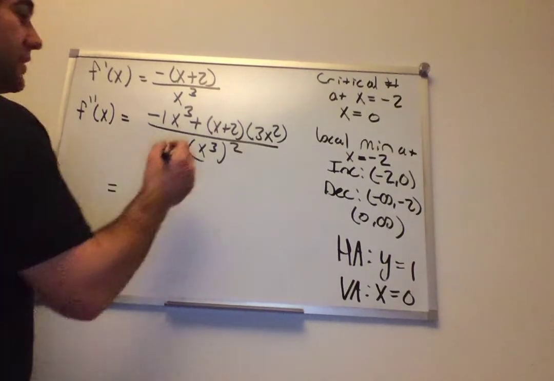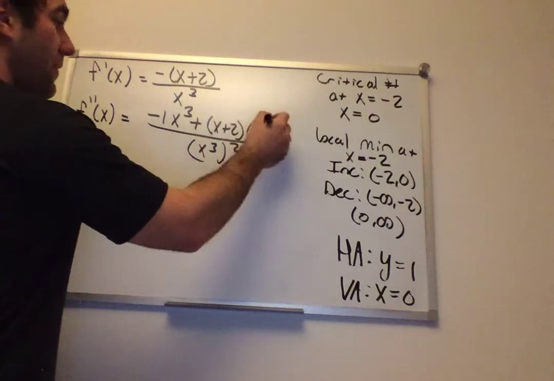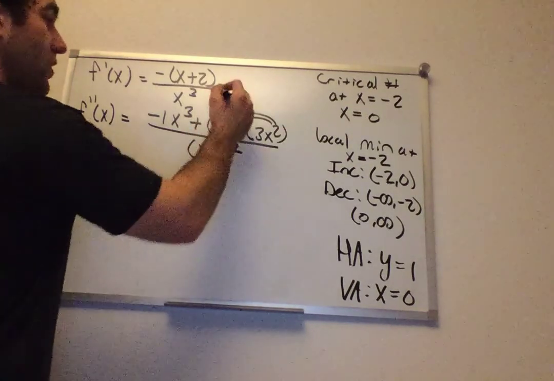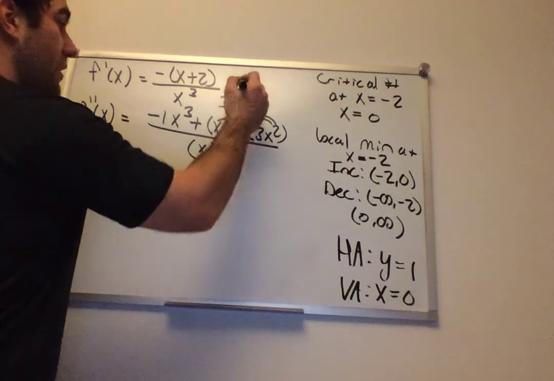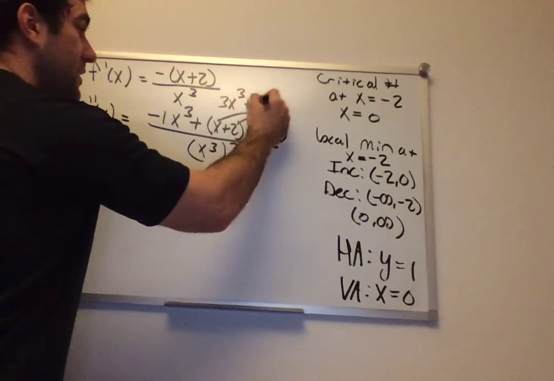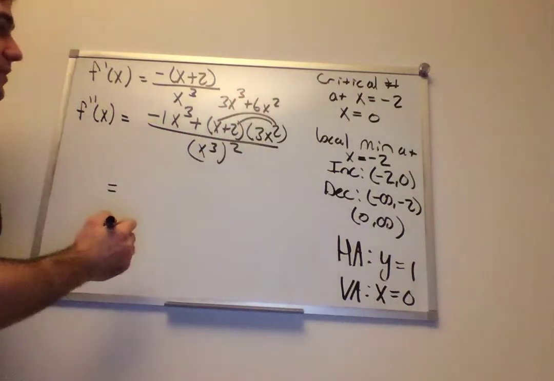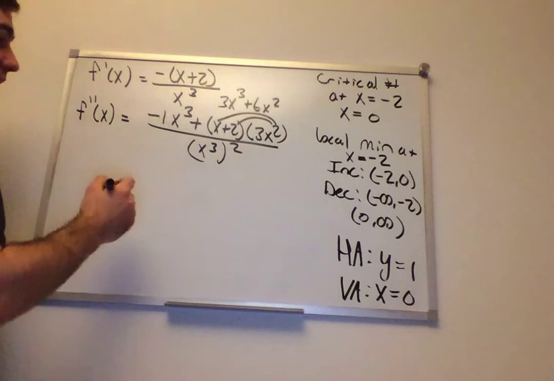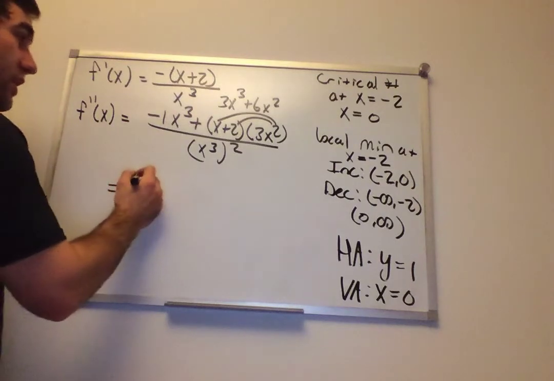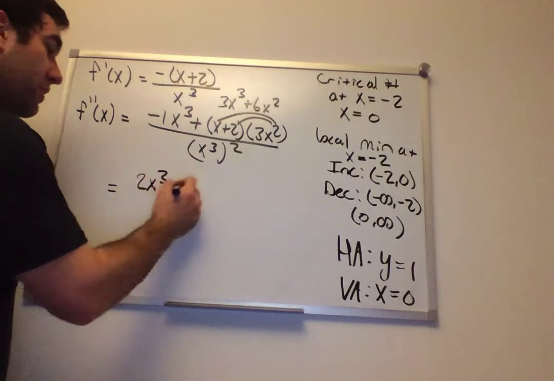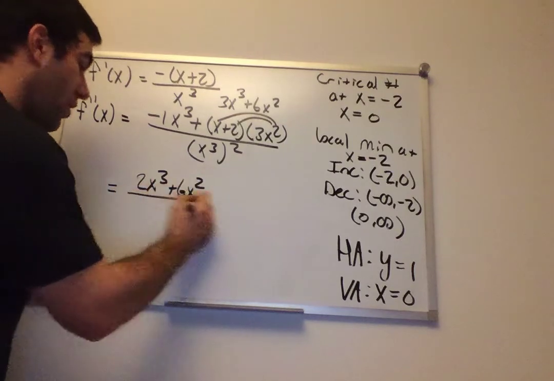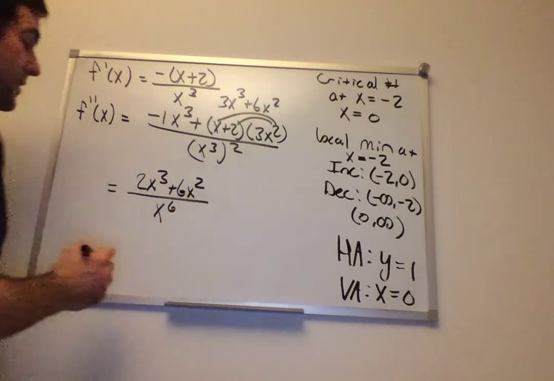So, let's go ahead and see what we get. If I were to distribute this piece here and here, we're going to get a 3x cubed plus 6x squared. And then we can combine some like terms. So on the numerator, we're going to get a 2x cubed plus 6x squared all over x to the 6th.